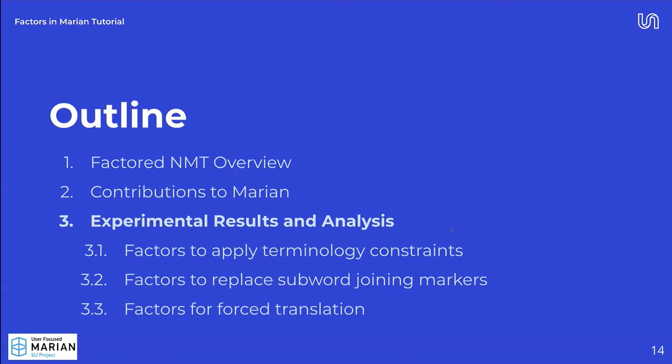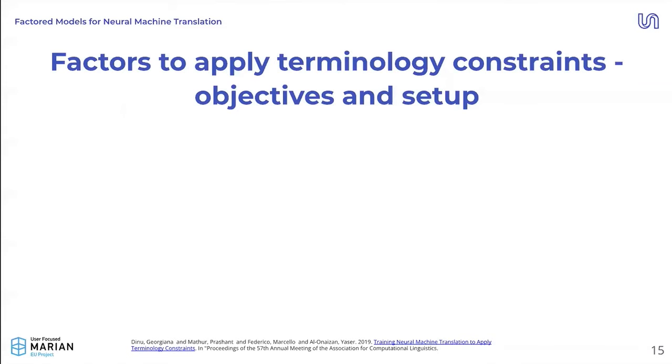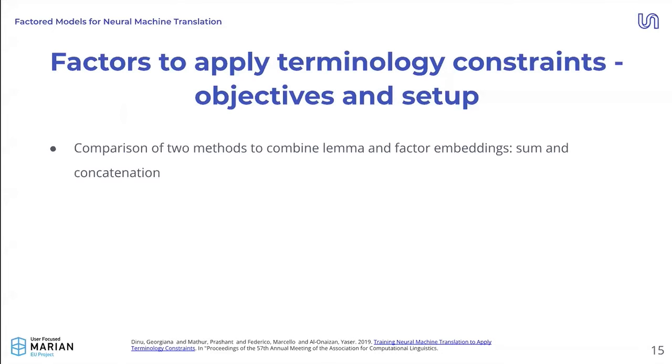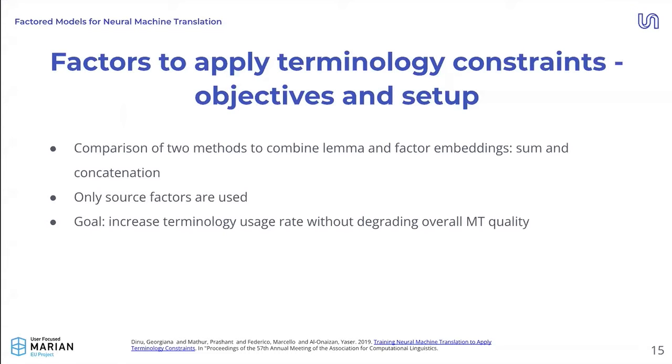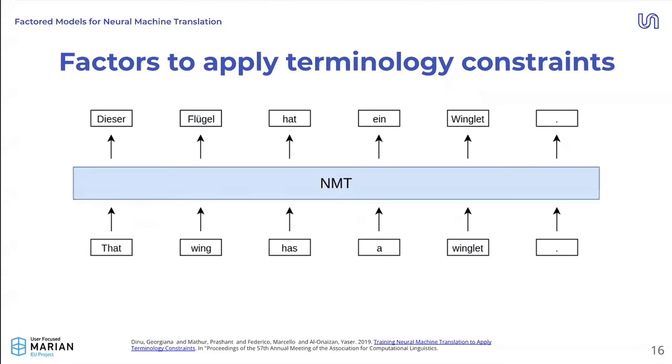Let's now go to the fun part, which is how all this translates into results and to the experiments. The first experiment that we did was for applying factors for terminology. In this experiment, we used it to compare the method that was already implemented in Marian, which was summing, and the one that we implemented, concatenation. We only used source factors, and the main goal of this experiment was to use factors to increase the terminology rate, but not degrade the overall MT quality.